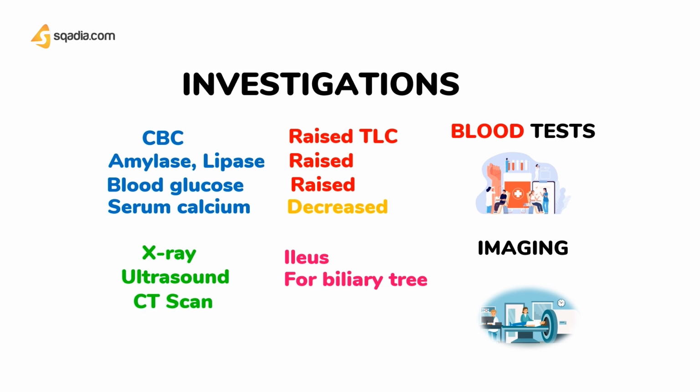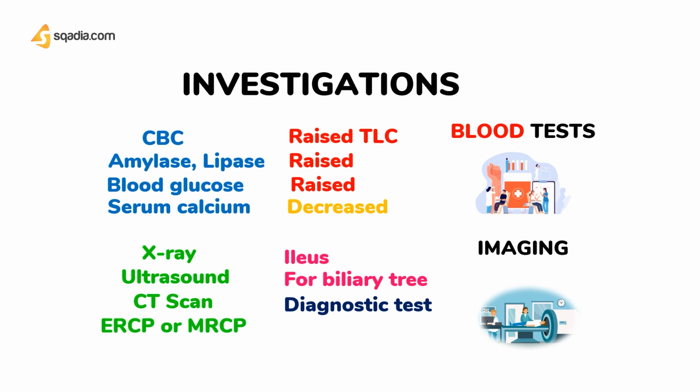Then, most important, the confirmatory, diagnostic test for acute pancreatitis is the CT scan. More precisely, if you go for CT scan with contrast, then you can see complications like pseudocyst and pancreatic necrosis. You can look for these complications and you can treat them if you go for CT scan. So this is the most important and the confirmatory test for acute pancreatitis.